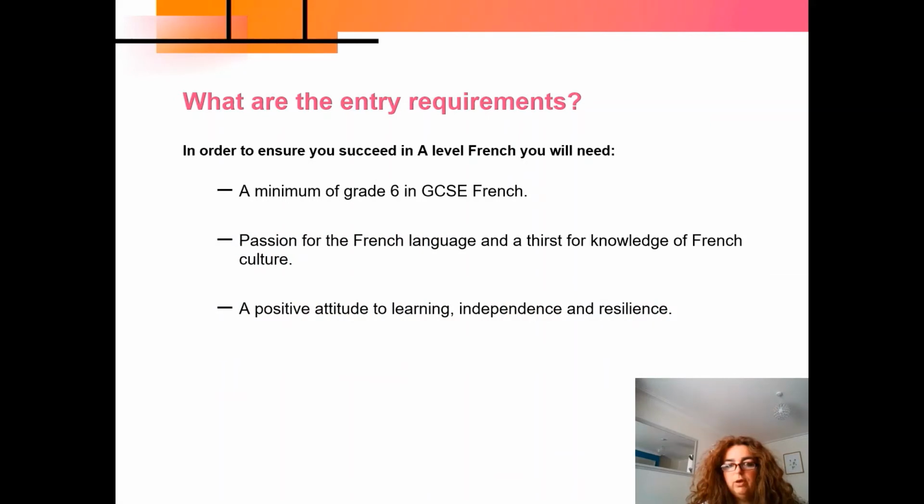The entry requirements for A-level French are minimum grade 6 at GCSE French. Obviously, the higher the grade, the easier the transition. A passion for the language and a real keen attitude to learning will make the difference.